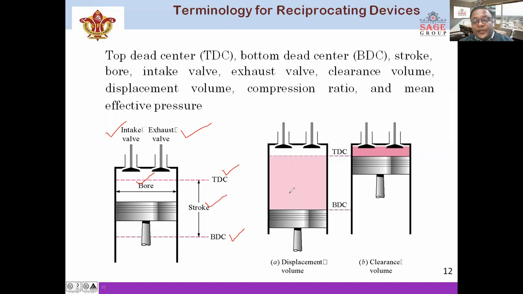Displacement volume, where the piston is moving from one center to the other center, that is called the displacement volume. Clearance volume, where the piston is at the topmost condition and there is no touching of the cylinder head to the piston, then that is the space that remains, and the volume of that clearance space is called the clearance volume. तो जितना भी यहाँ पे गैप रहता है और उस गैप में जितना भी वॉल्यूम रहता है मिक्सचर का, that is called a clearance volume.